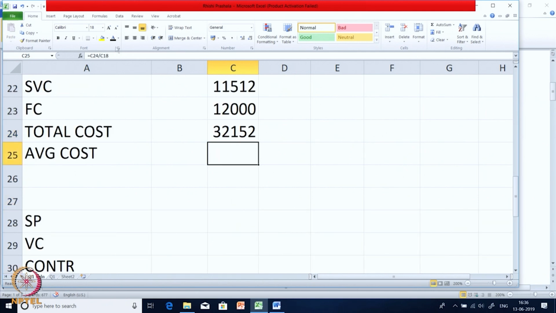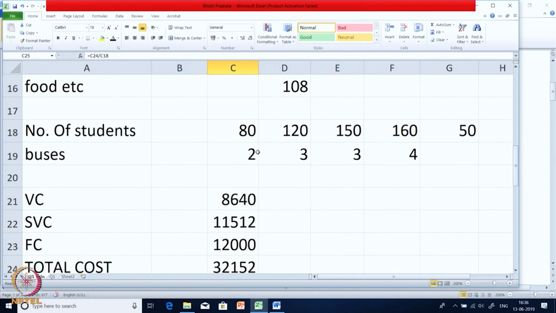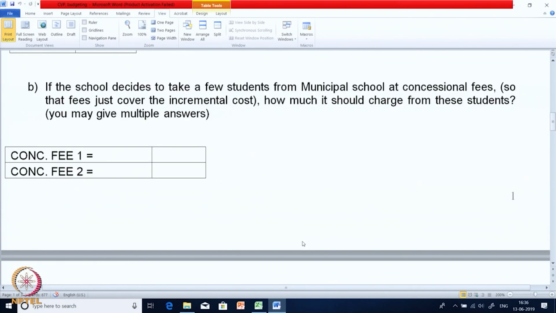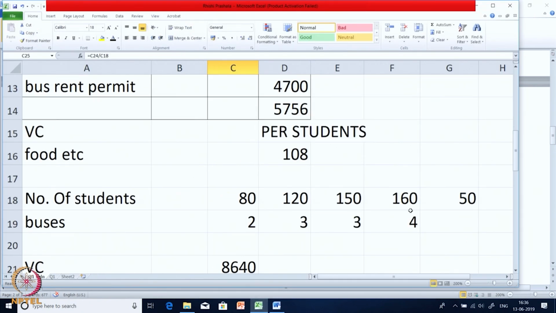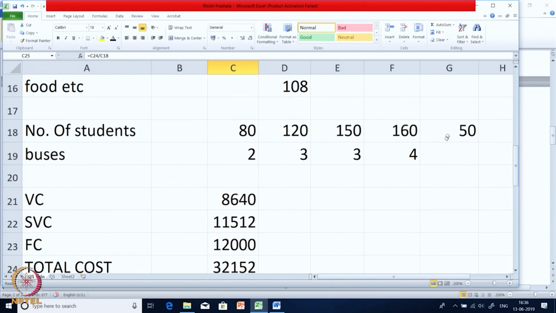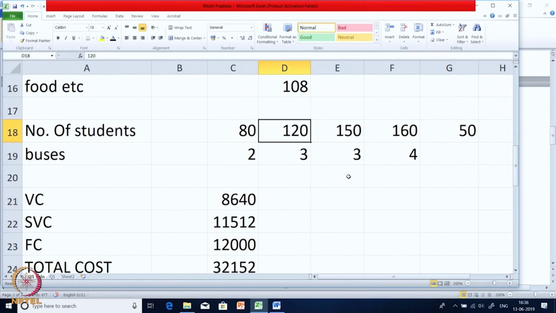And what is the average cost? If we divide by 80, we get it as 401, around 400 rupees per student if there are 80 students. Now we have been asked in the C part of the question, compute for 80, 120, 150 and 160. So we will try to calculate it for all these 4. In fact, we can also calculate it for 50 just for our own sake. Now same calculation, please make it for 120 students.